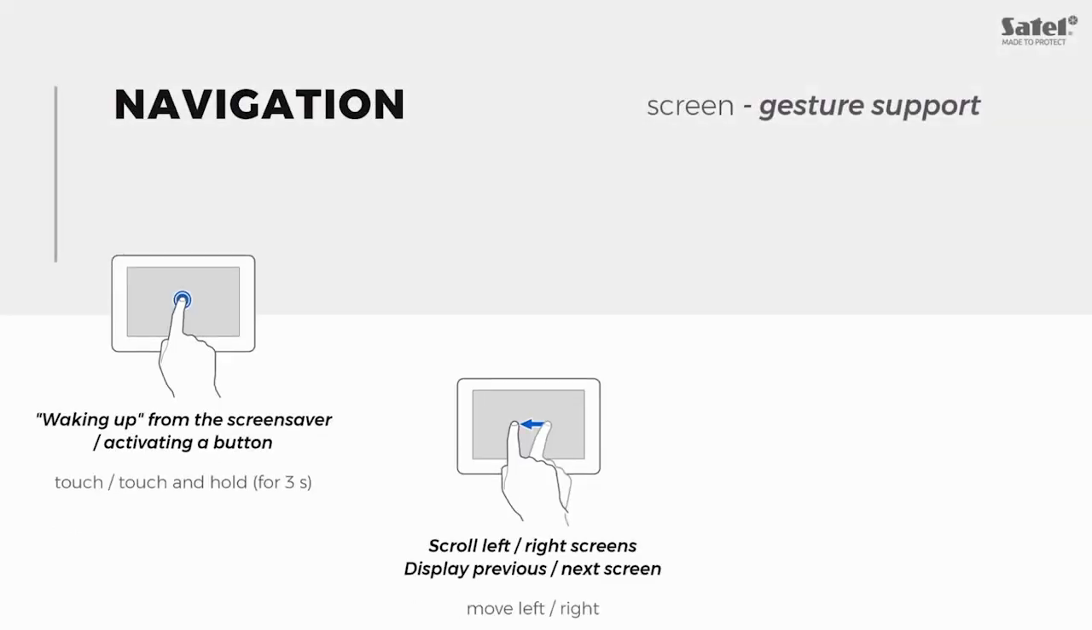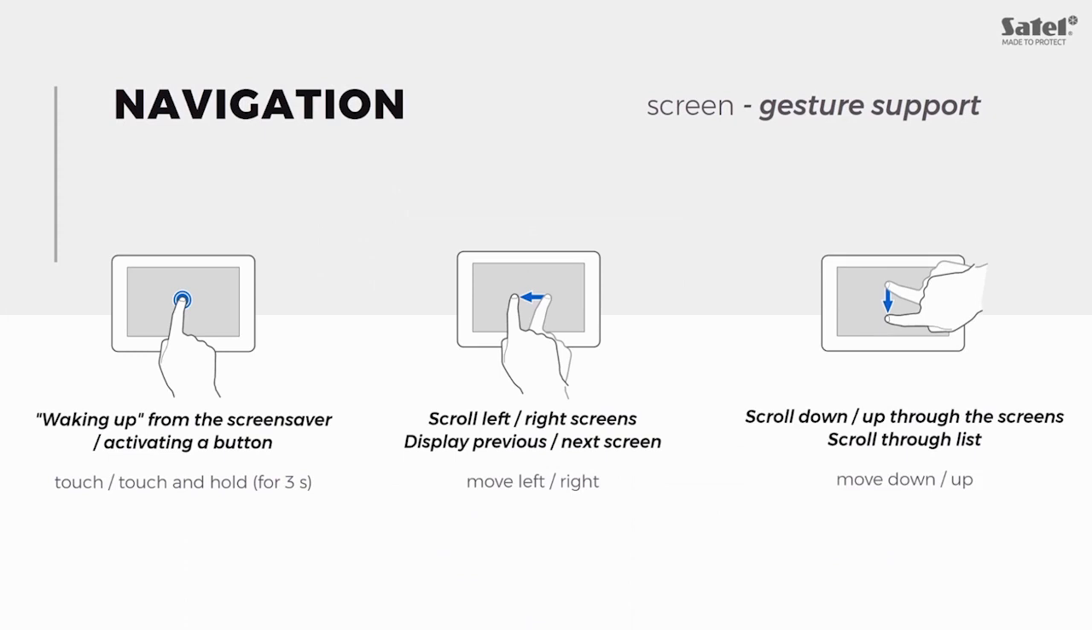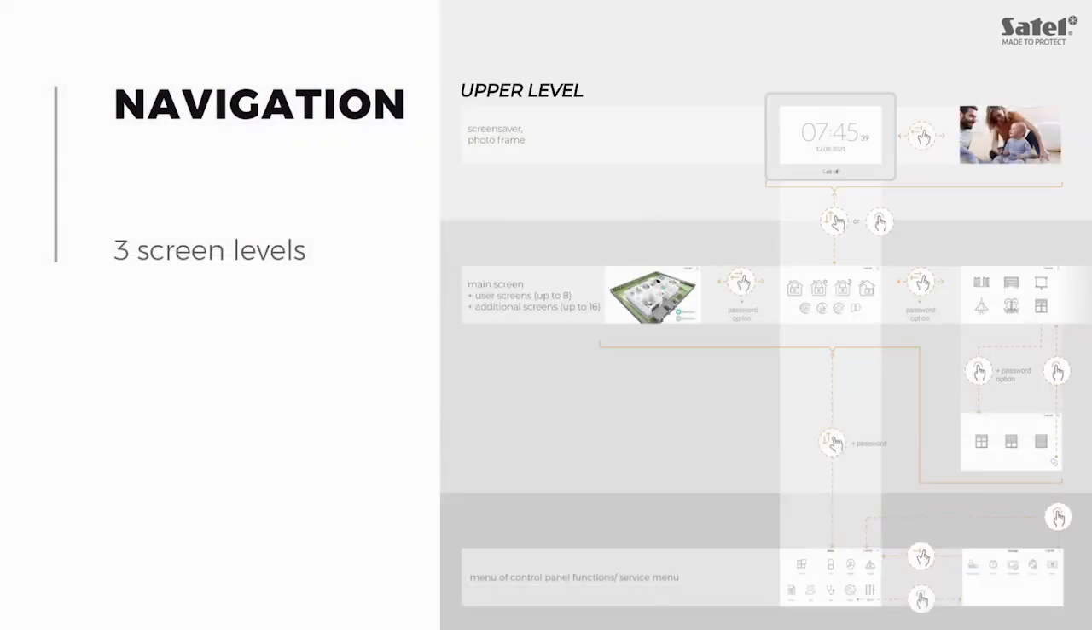Another new feature is swipe gestures support. Navigating through different screens is done by tapping and scrolling the screens left and right, or up and down. To make the overall navigation easier for clients, we divided the menu into 3 levels, each containing different functions.